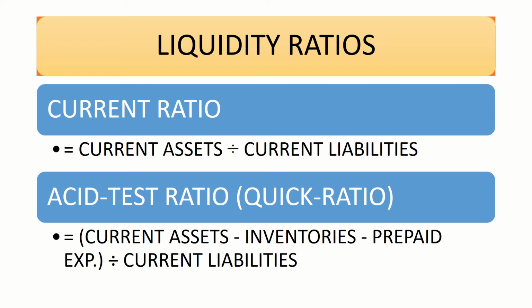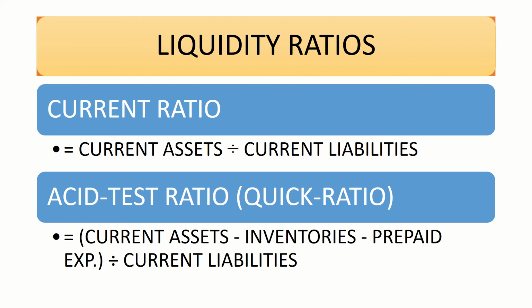Next is the acid test ratio, or quick ratio. The formula is current assets less inventory less prepaid expenses, divided by current liabilities. Acid test ratio is a better measure of liquidity than the current ratio because it does not take into account the inventory of a business, which is the least liquid asset of the current assets. The prepayments are also deducted because they are considered to be less liquid and generally will not be converted into cash. So, it tells us about the business's ability to repay its current liabilities using its liquid assets.